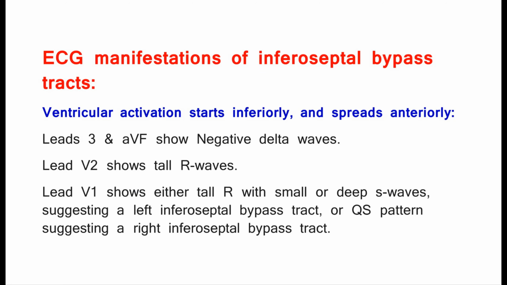ECG manifestations of inferoseptal bypass tracts. Ventricular activation starts inferiorly, and spreads anteriorly. Leads 3 and AVF show negative delta waves. Lead V2 shows tall R waves. Lead V1 shows either tall R with small or deep S waves, suggesting a left inferoseptal bypass tract, or QS pattern suggesting a right inferoseptal bypass tract.